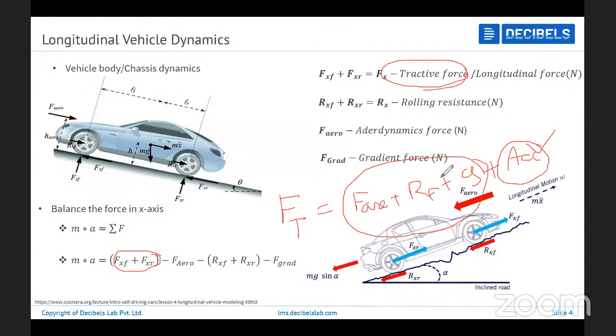First, we'll go through the resistive forces which act on the vehicle. We'll get into what exactly the resistive forces are and how to estimate and calculate them.